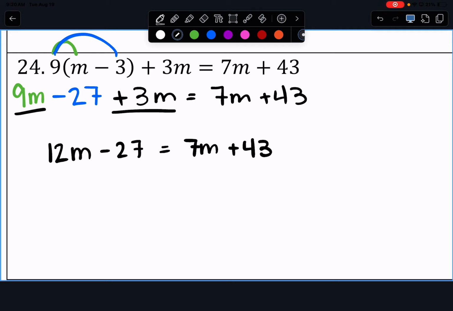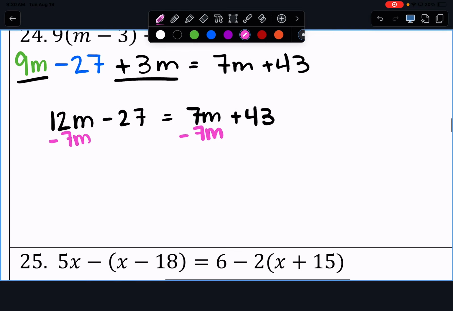Now, the next thing we have to do is get our variables on one side. So are my variables currently on one side? So what do I need to do to move one of them? Okay, so which one do we want to move? So let's subtract 7m on both sides. We do that, what is 12m minus 7m? 5m. So we get 5m minus 27 equals 43. How do I solve that?